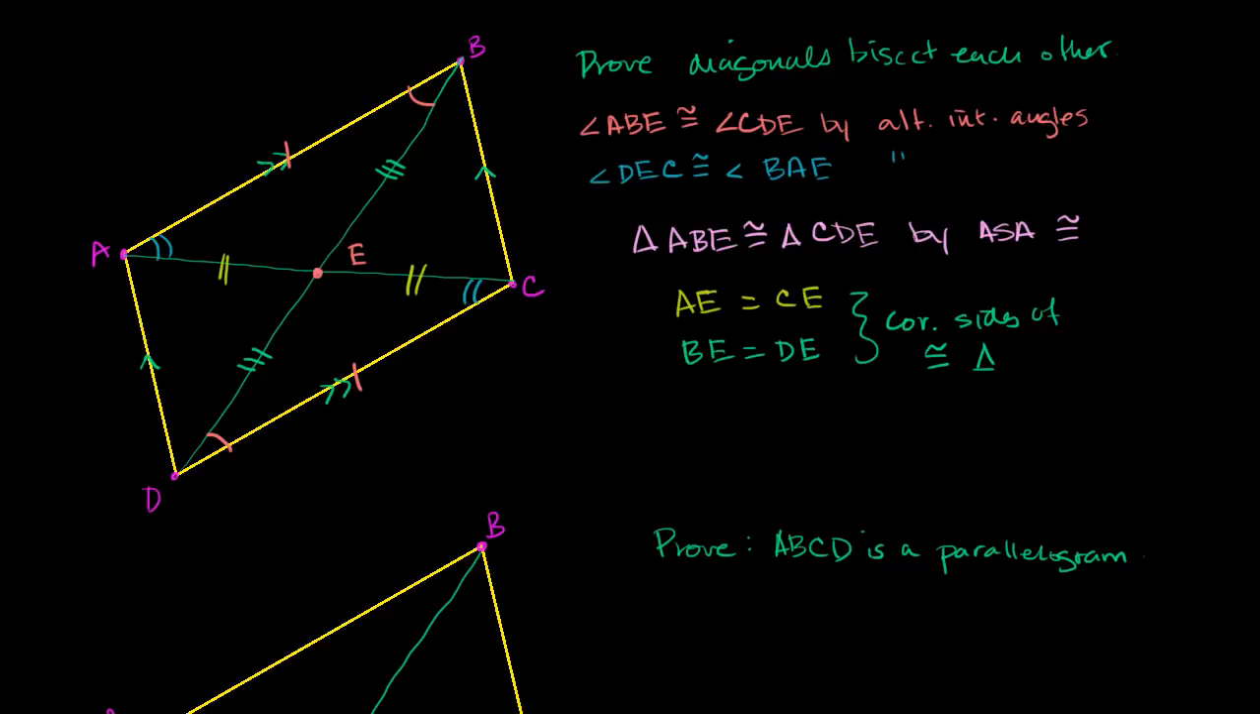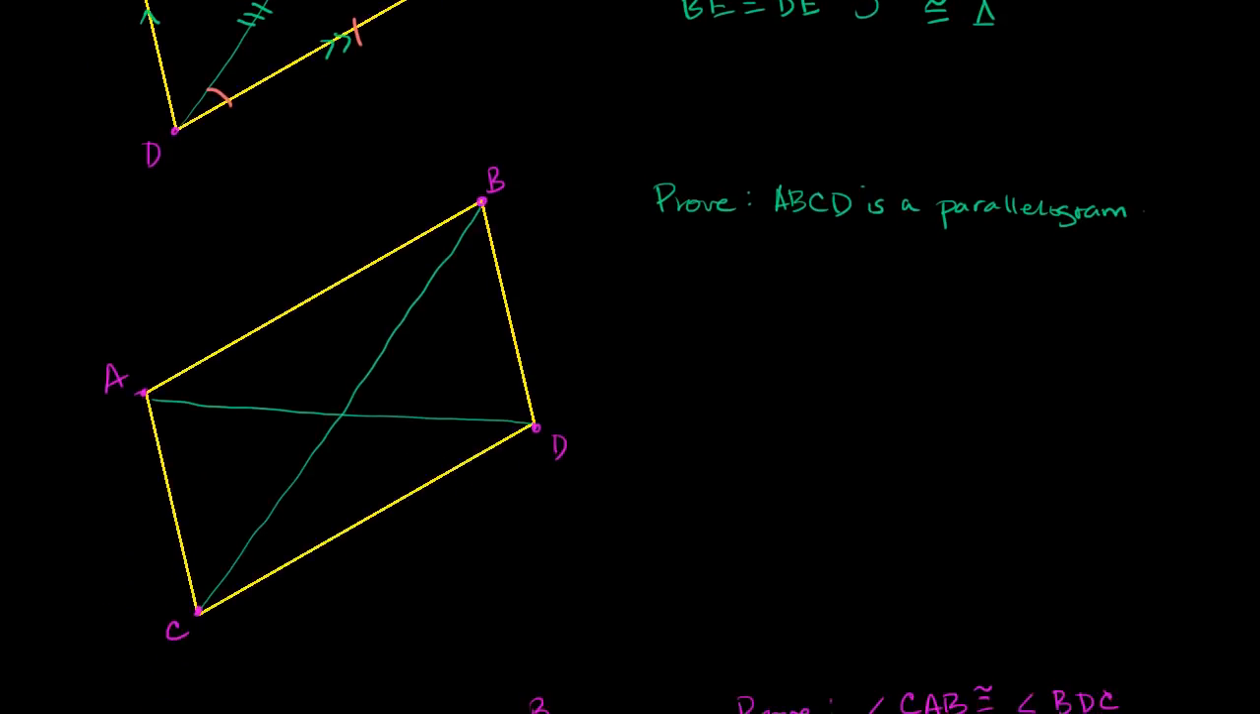Now let's go the other way around. Let's prove to ourselves that if we have two diagonals of a quadrilateral that are bisecting each other, then we are dealing with a parallelogram. So we're going to assume that the two diagonals are bisecting each other.